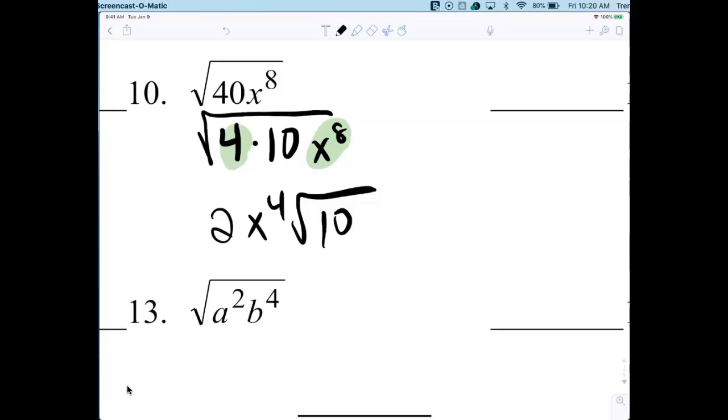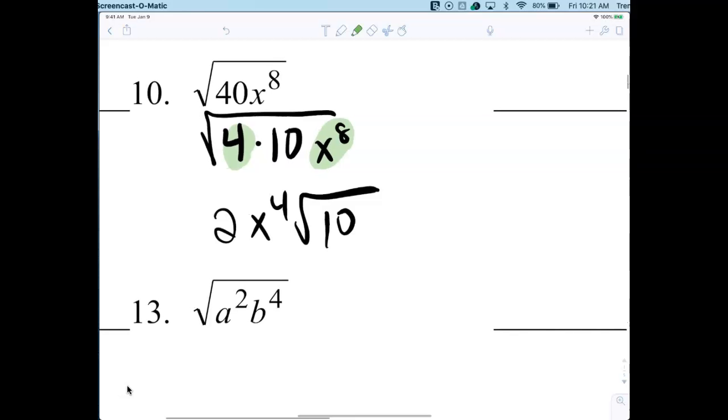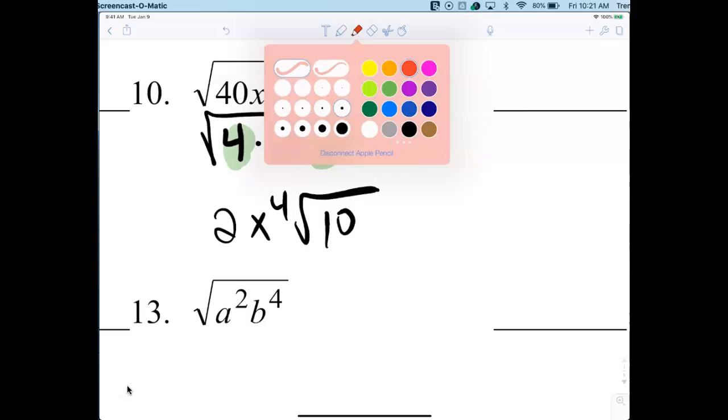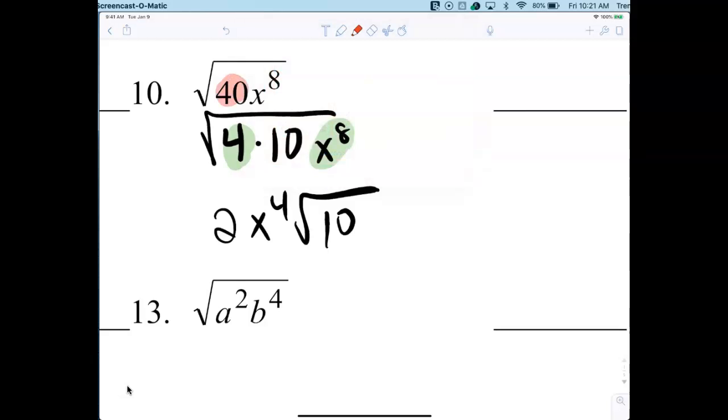Do you know what I did to 40? Why did I change 40 to 4 times 10? Because now 4 is a perfect square. Is x to the 8th a perfect square? Leave it alone. I know it's a perfect square because I can divide the exponent by 2. Why do you take the x to the 4th out? Because I'm taking the square root of it. Okay? Here we go.